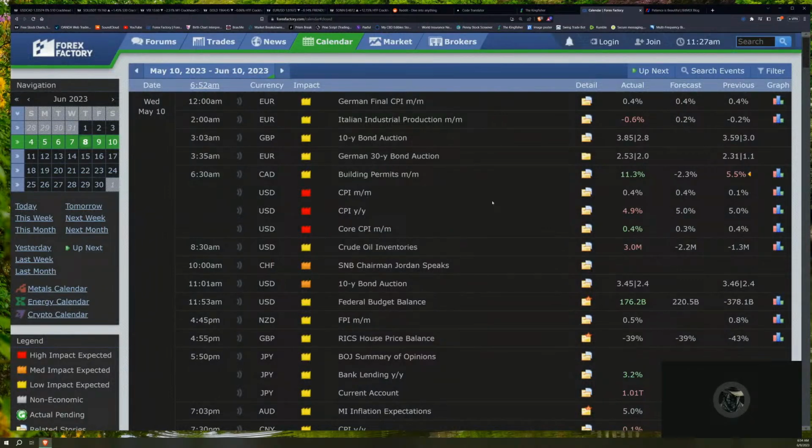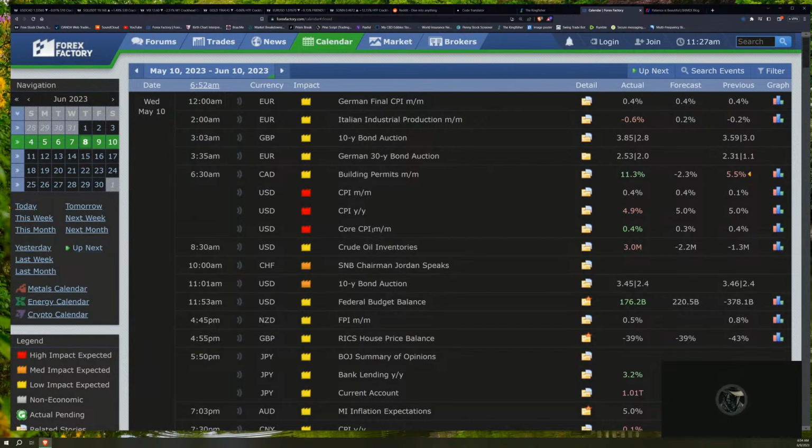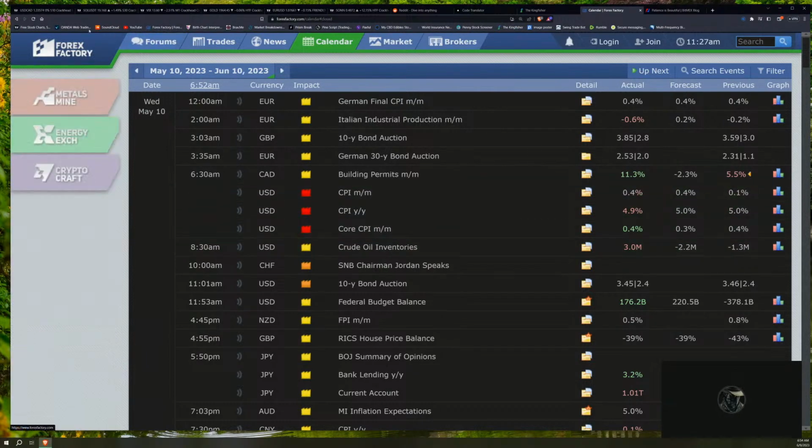And in this case, CPI was actually as expected month over month. Year over year, it actually came back lower. And core CPI, which is CPI excluding food and energy, so it's like CPI but it doesn't count food and energy, actually came back a little bit higher. So it was mixed numbers.